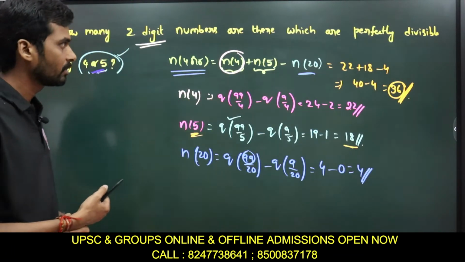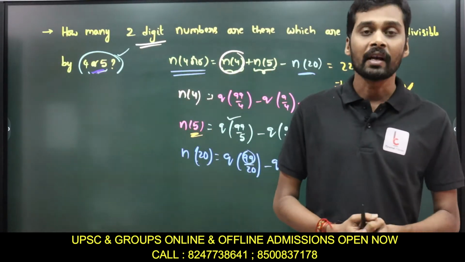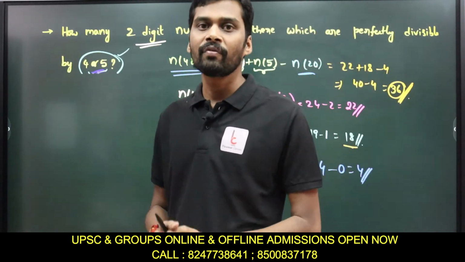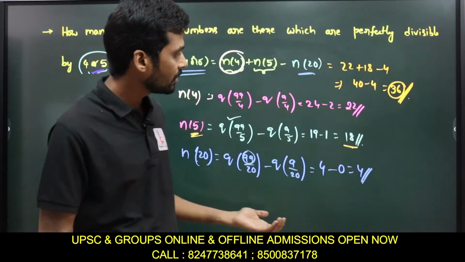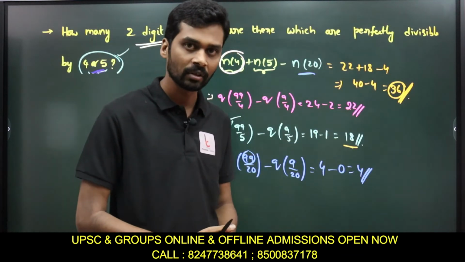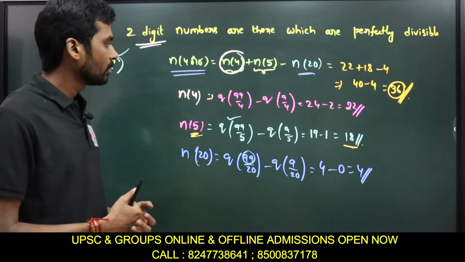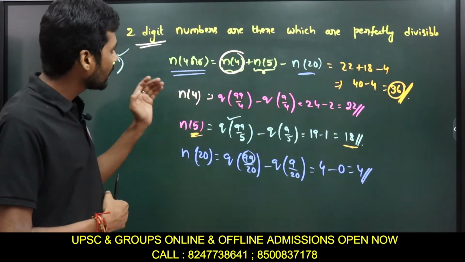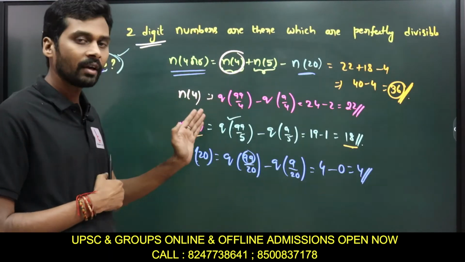So when our condition is given, we have to apply the rule of Venn diagrams, that is, n of A union B formula: n of A plus n of B minus n of A intersection B. By using that formula, we can find out the values. Okay, so n of 4, n of 5, n of 20 we find out. For the larger number, we can directly take the 2-digit number, from 10 to 99. The larger number is 99, we can directly take.